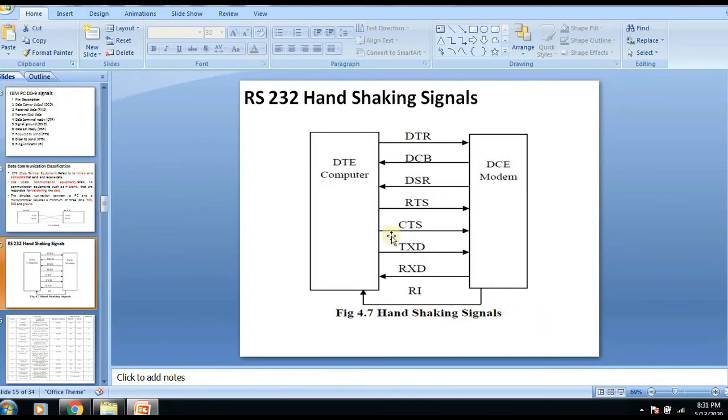Here we have the DTE, that is the computer, and in this case we have a DCE, the modem. The direction arrows show the directions of the handshaking signals. For example, the direction going from DTE to DCE means this is the output pin of the DTE and input to the DCE. Similarly we have DSR, which goes from DCE to DTE. These are all called handshaking signals, which are responsible for noise-free communication.